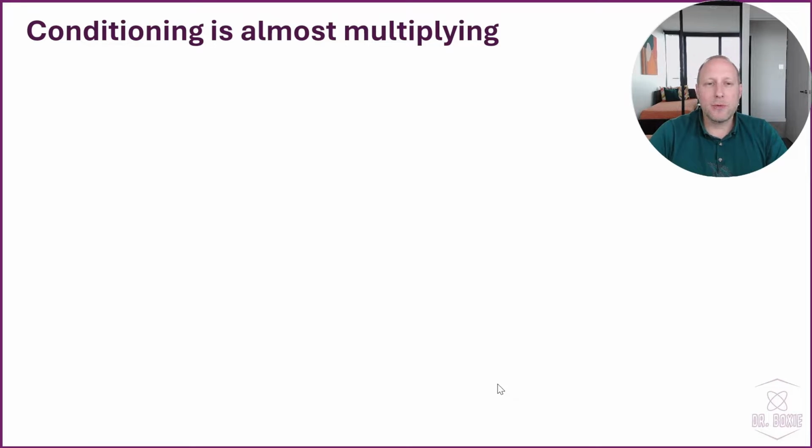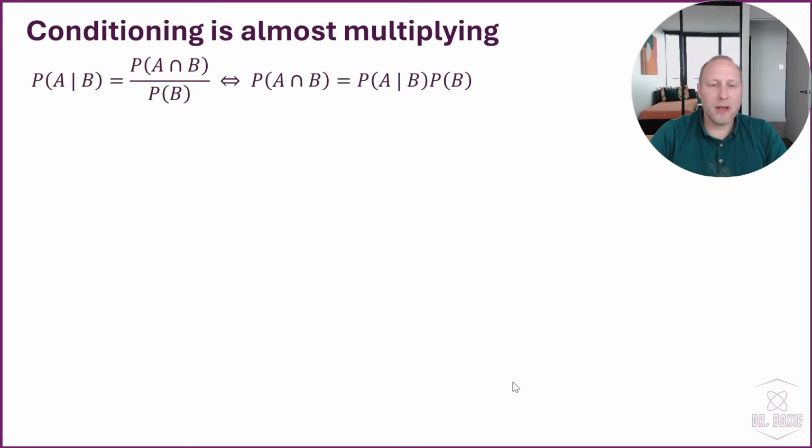Now, let us try to build up to being able to calculate this here. We go back to the definition of conditional probability. So we have seen that the probability of A given B is defined as the probability of A and B divided by the probability of B. And if we now isolate the probability of A and B, we find that it is equal to the probability of A given B times the probability of B.